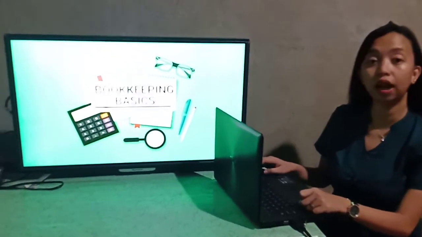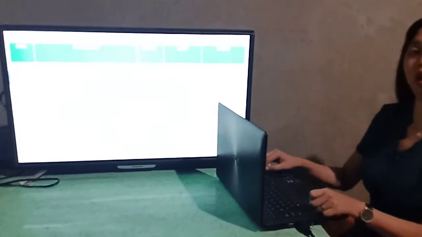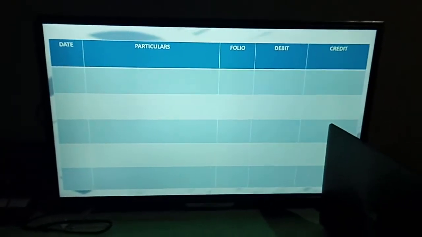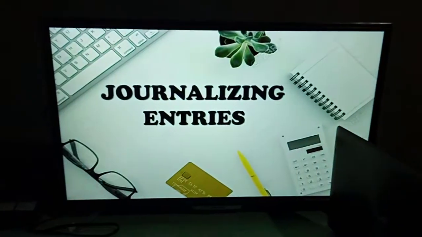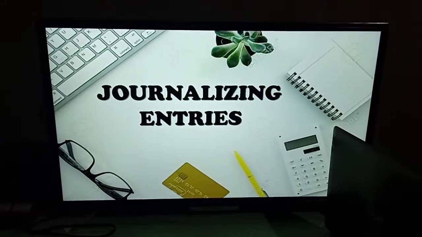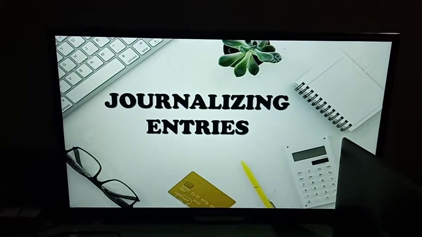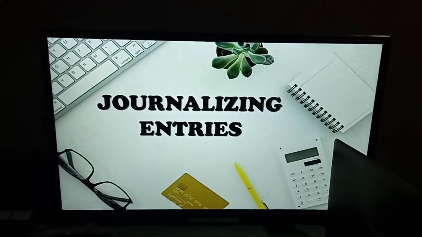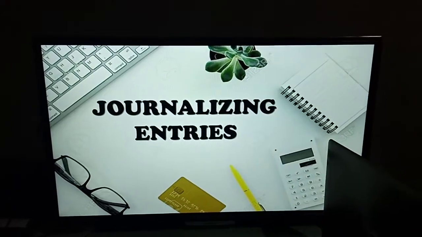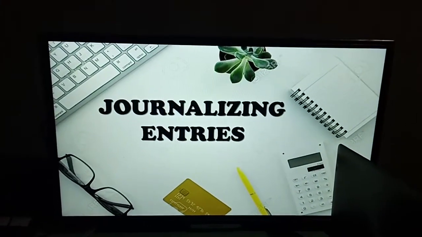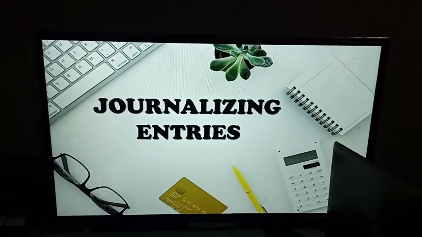When we journalize entries, we make sure that we are ready with a table similar to this one. In journalizing entries, analysis of each business transaction must be done first. Transactions with a financial effect on the business are to be recorded through journalizing. There are 6 important steps in journalizing.